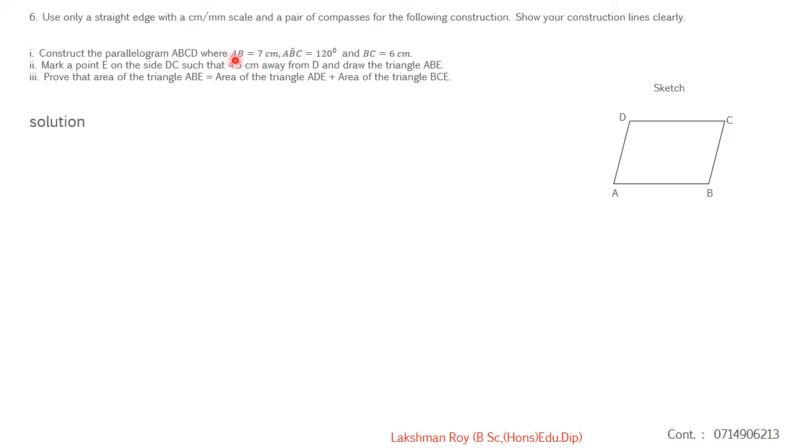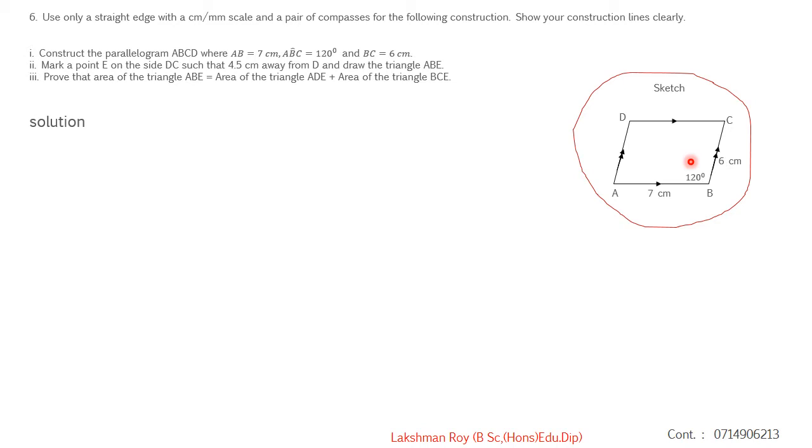So they have given AB is 7 centimeter, the length of AB. This is a parallelogram, you know, opposite sides are parallel. AB length is 7 centimeter, right? Then ABC angle, this angle is 120 degrees, and also they have given the length of BC is 6 centimeter, right? So this is the sketch.